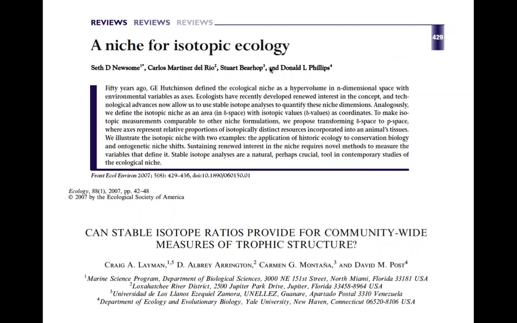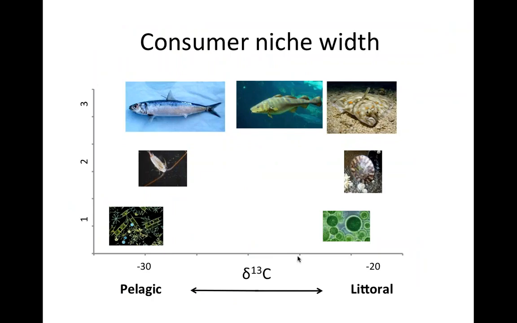And rather than looking at niche width here, they're really looking at these metrics, or these ideas that I said earlier, looking at trophic level plus resource use plus niche width. At the same time, Craig Layman and a couple of others, David Post, who we also talked about yesterday, came up with these metrics to measure food webs using stable isotopes. And that was a really big breakthrough for this side of isotope science.